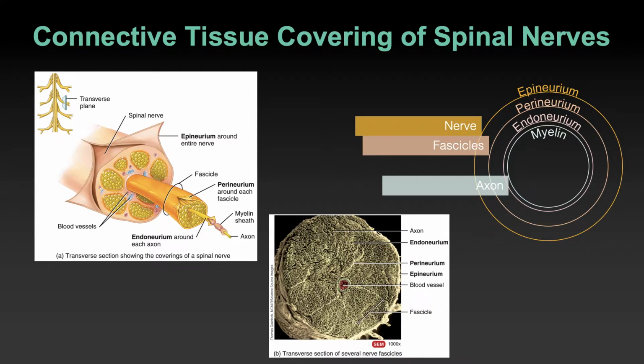The prefix just means the level. Endo around the inside, epi around the outside, like endothelium or epithelium. And we'll see these coverings again when we talk about muscle. But I digress. So, spinal nerve, leaving the spinal column, has just combined. There is sensory and motor information.